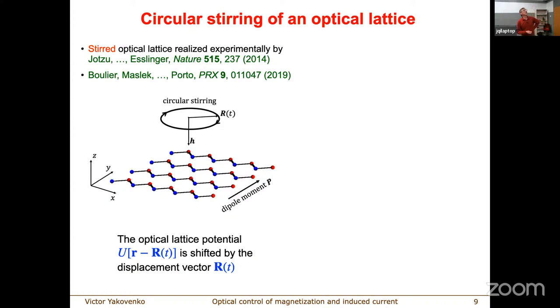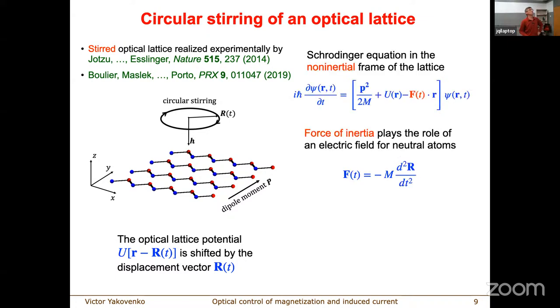Take an optical lattice and shake it. Shake it, meaning that you just take it and shift it by a vector r, which depends on time. This was done by Esslinger in Zurich, and also Trey Porto's group. I attended a PhD defense last week, so you know there are groups who do this.